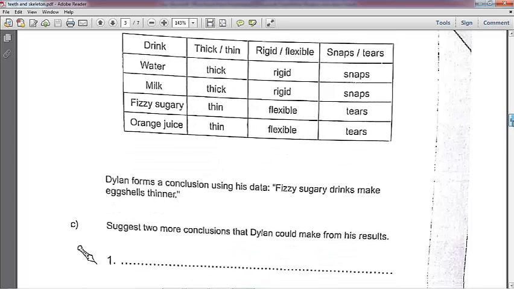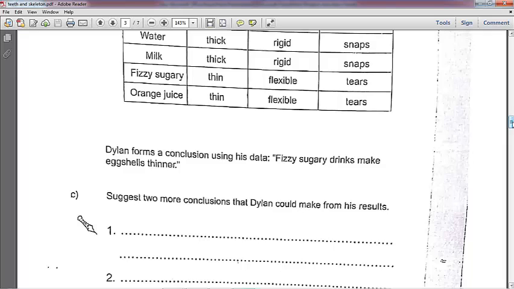Dylan forms a conclusion. He wrote what he understands from his results or his data. Fizzy, sugary drinks make eggshells thinner. Suggest 2 more conclusions that Dylan could make from his results. Actually, we can write about 12 conclusions from these results.